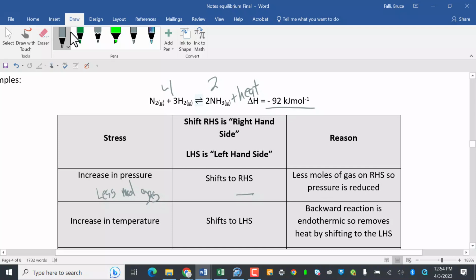Increase the temperature. That means I add heat. Add heat shifts away from heat. The backward reaction is endothermic, so it removes heat by shifting to the left-hand side.